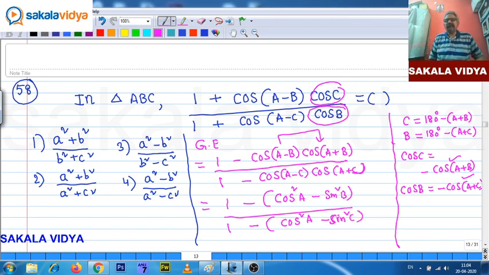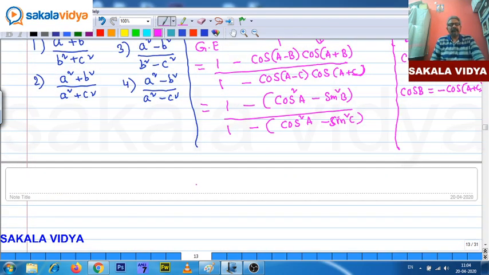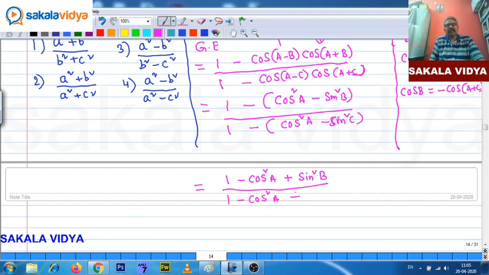So now let us do it. This can be written, open the brackets, 1 minus cos square A, so minus into minus plus sin square B upon 1 minus cos square A plus sin square C. Here very interesting, 1 minus cos square A is sin square A plus this is sin square B. 1 minus cos square A is sin square A plus sin square C.